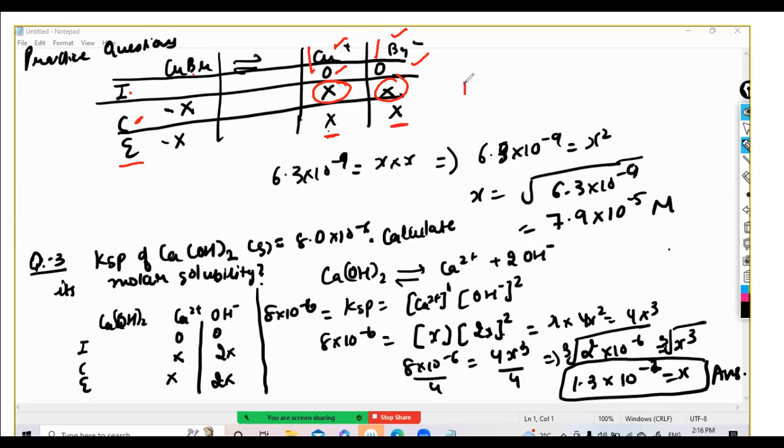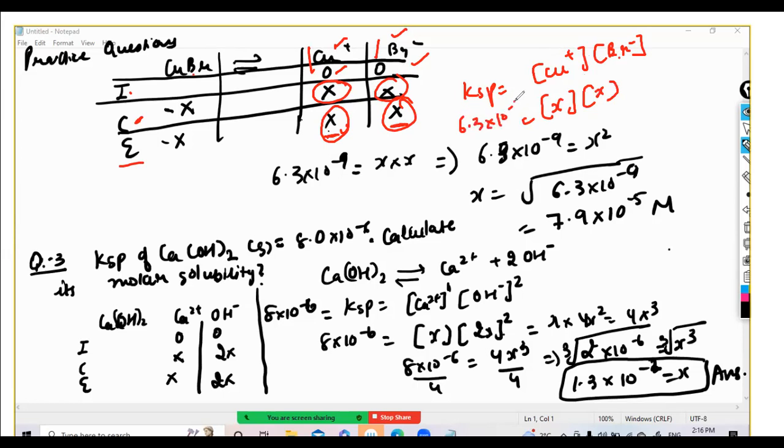So we will go ahead and put this in our KSP expression. What was our KSP expression? I'm just going to write it here. It was like this: concentration of Cu positive, which is X, times concentration of Br negative, which is X. What is the KSP value? It was 6.3 into 10 to the power negative 9.